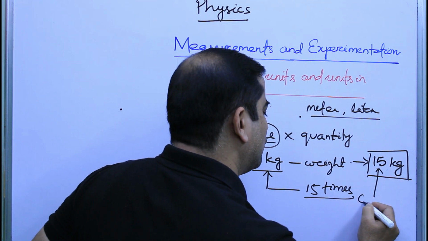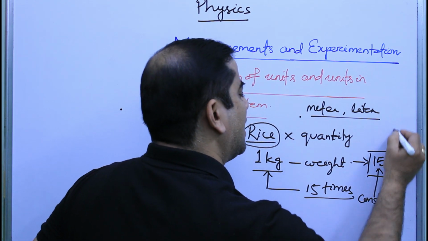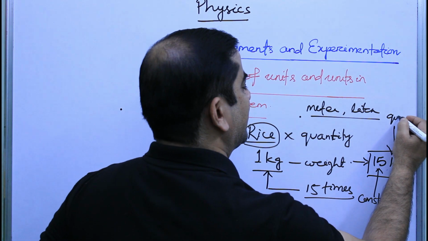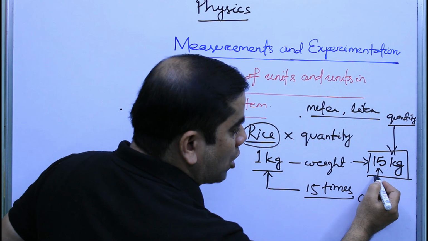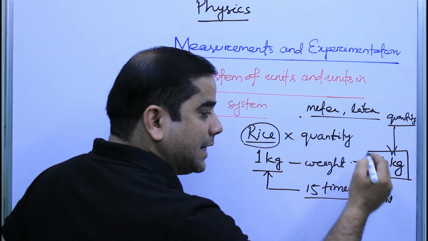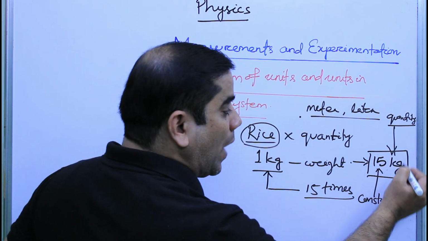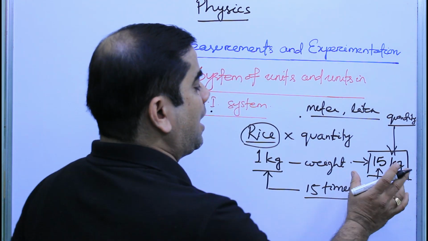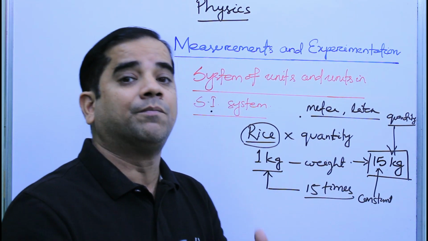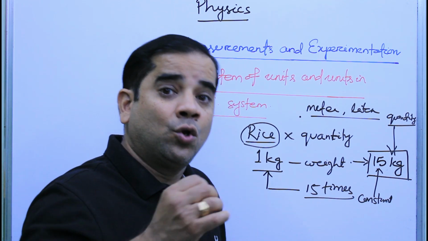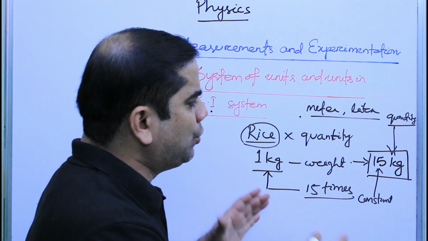Hope you understand. So what we can see over here in this measurement, that is 15 kg, we have two parts, that is a constant and another quantity. Okay, so the constant and the quantity together gives us the measurement. Okay, so we can define measurement as the comparison of the given physical quantity with a known standard quantity of the same nature.